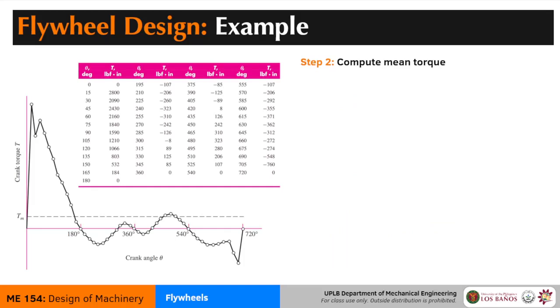Next quantity. We have to compute the mean torque. Now that we've computed the total energy per cycle, this is easy. The total energy per cycle is actually the mean torque times the period of the entire cycle. We know the period of the cycle, it's 4 pi. So 0 to 720 is 4 pi. And we divide the answer from the first question by 4 pi. And we get this. This is the mean torque. It's 268 pound force inch.